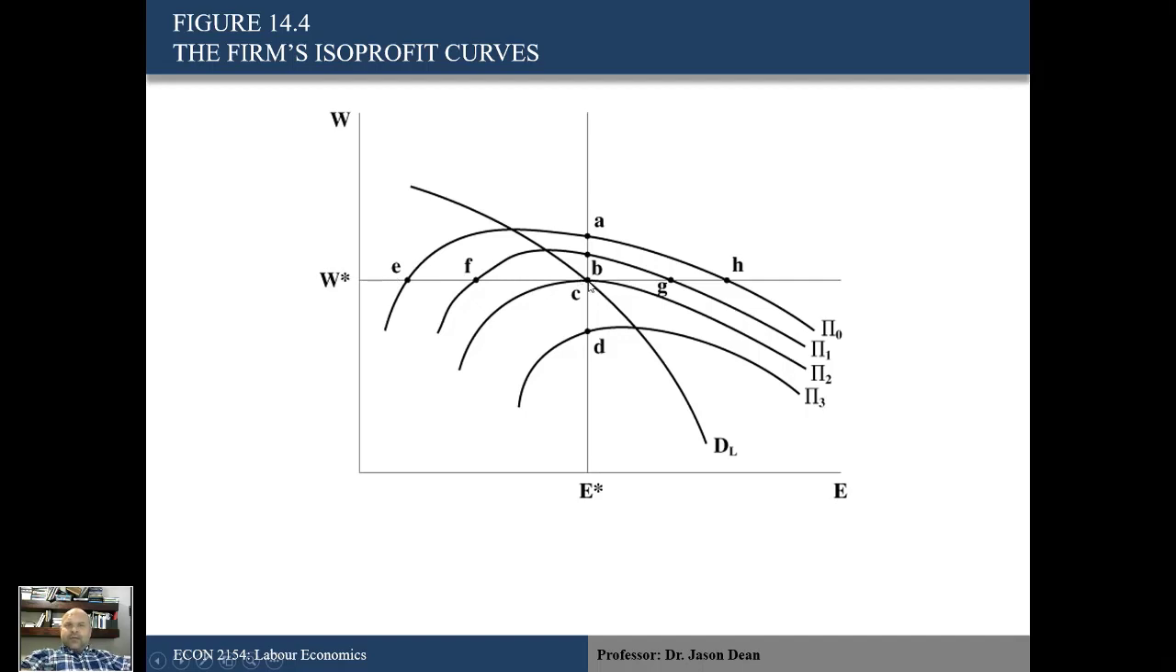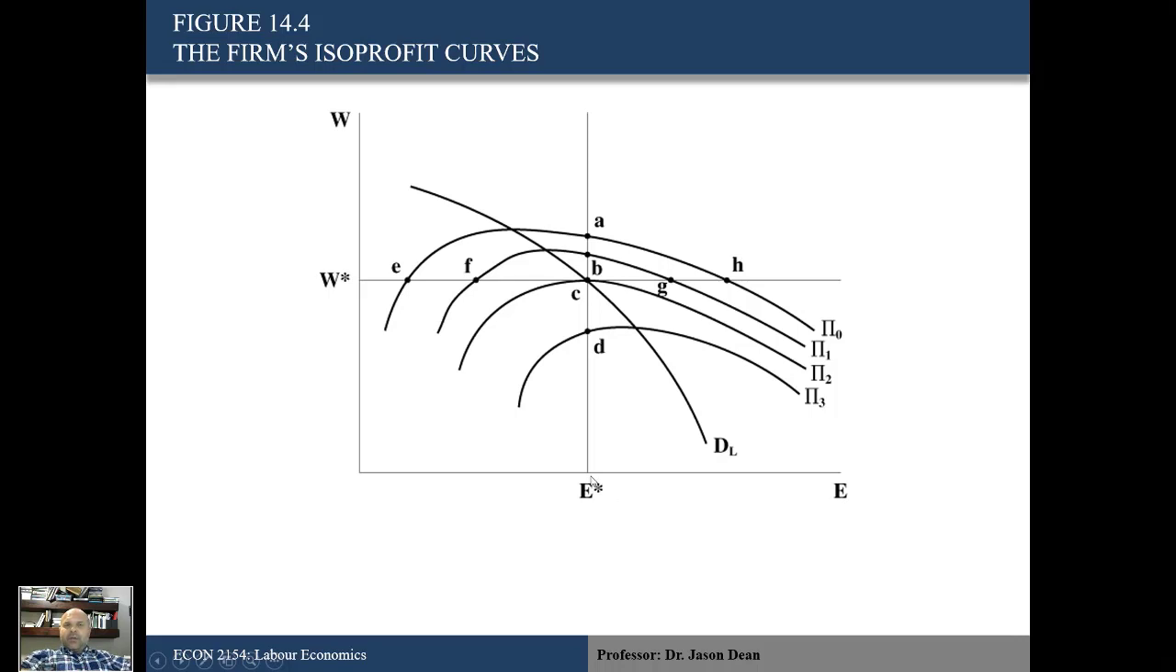So isoprofit curves then show different combinations of wages and employment that keep the profit the same. Okay, so moving all along here, these would all yield the same profit as point B. Okay, the firm's not going to choose G and hire this amount of workers at this wage because it would end up on a higher isoprofit curve. And we mentioned that the isoprofit curves, when they increase, they reflect lower profits. When they decrease, they reflect higher profit. And again, it's easy to see that.